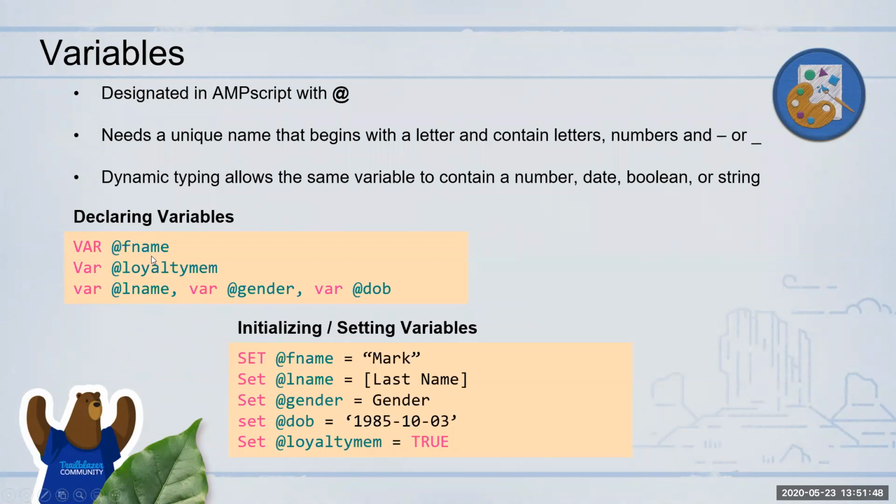Then the other thing is you don't have to specify the data type. It can store a number, date, boolean, string, whatever it is. So as you can see here, when you declare it, I can keep on changing the value. If I first stored it as a string, later on if I want to change it to an attribute value, or if I want to change it to a date, no issues. I can always change that by using the set keyword.